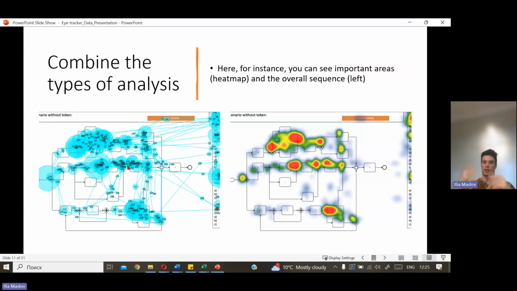And then another point: you can combine the analysis. Here I want to show you that the heat map shows the areas of interest, but it's not showing you the order. The left one is also kind of showing you the areas of interest, but it's harder to read. And you're not able to see the order in the sequence of the eye gazes, which is on the right-hand side. So that's why you need to combine the two. Not this specifically, but the overall principle is that you need to combine different perspectives of analysis.